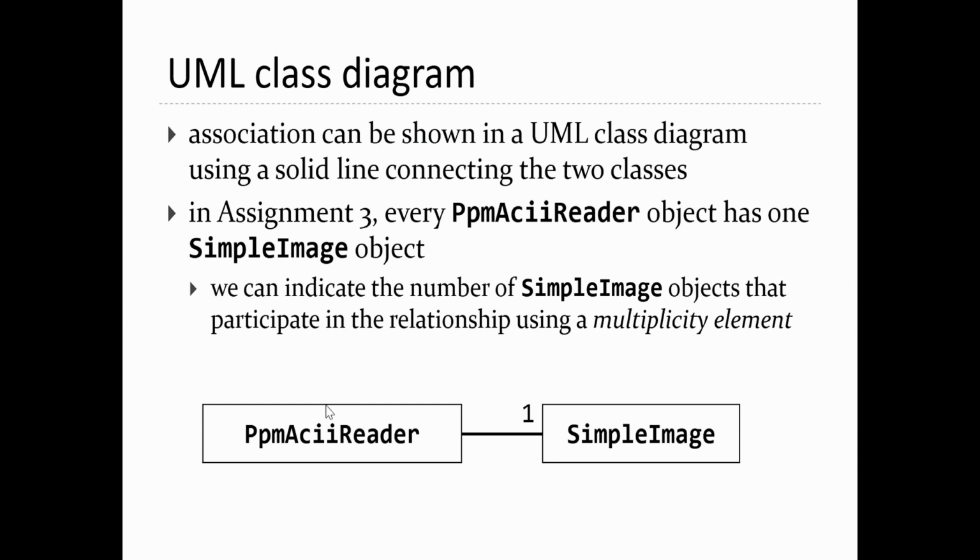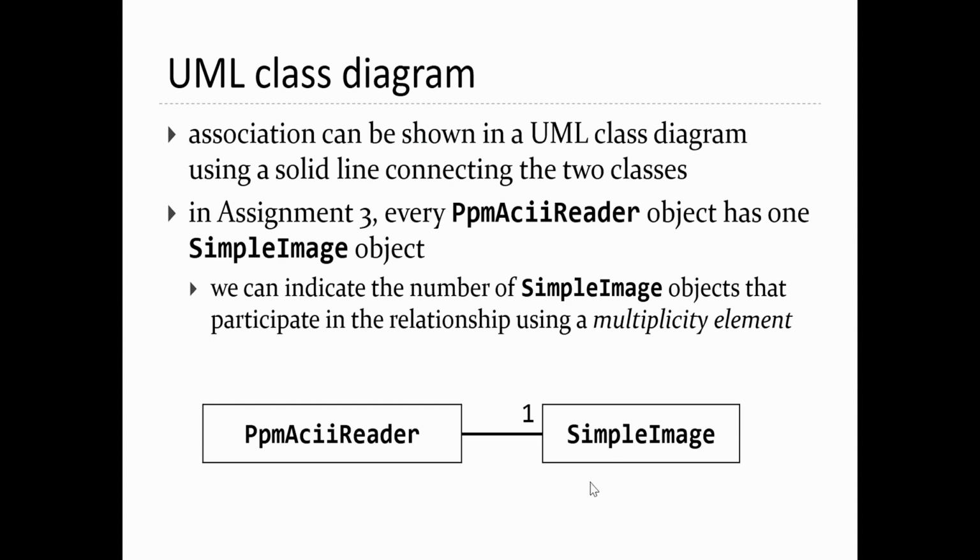So our PPM ASCII reader: if you look inside its implementation, there's a field whose type is SimpleImage. So there's SimpleImage, there's PPM ASCII reader, connect them with a line. Now, you can indicate how many fields are of type SimpleImage if you want to. The way you read this diagram is that every PPM ASCII reader object has one SimpleImage object. So that's what the 1 beside SimpleImage means. That 1 is called a multiplicity element in the UML jargon.